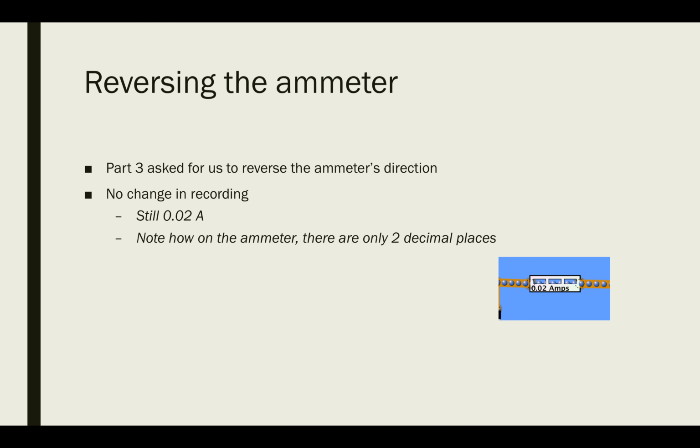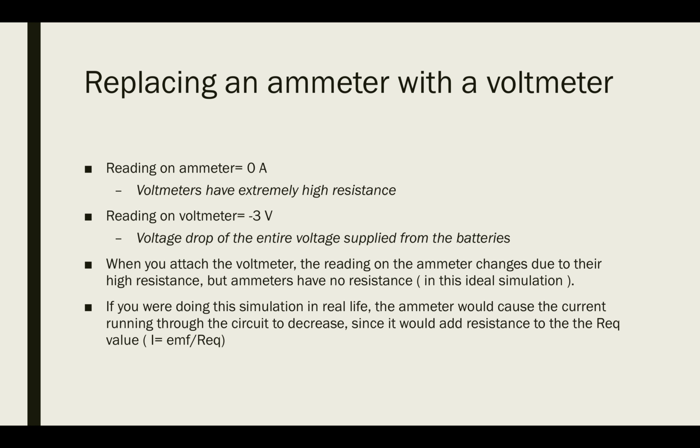When reversing the ammeter, the recording stayed the same because the sign of the current only indicates the direction, and the ammeter here is measuring the magnitude of the current. Note here that the ammeter in the CCK only displays the current to two significant figures. If you replace an ammeter with a voltmeter, which in this case meant to connect the circuit with the 2 voltmeter probes, the current goes to 0 as indicated on the other ammeter.